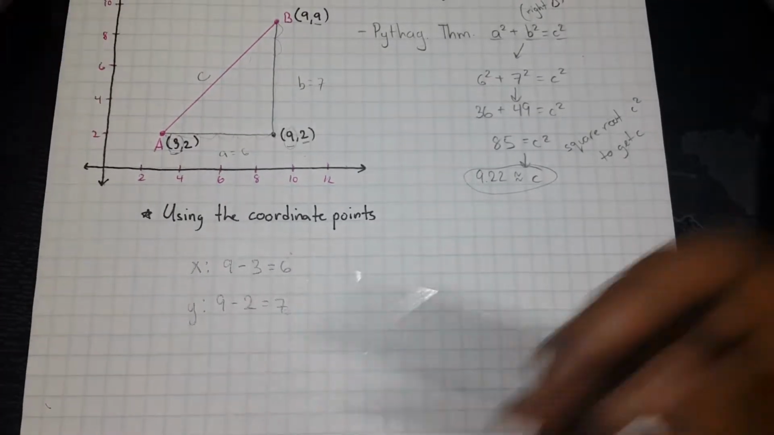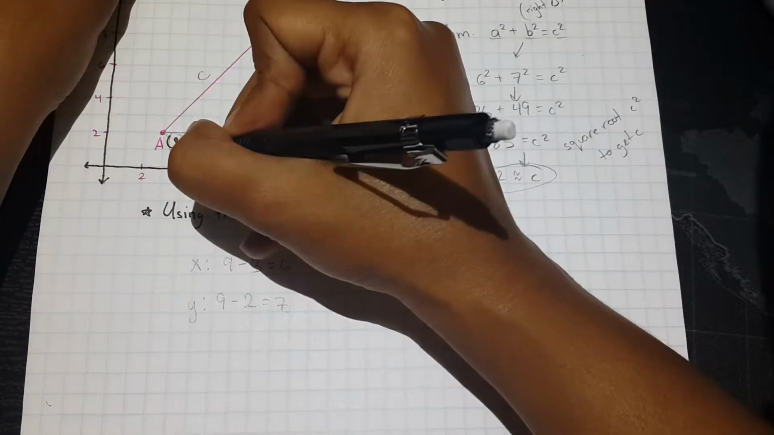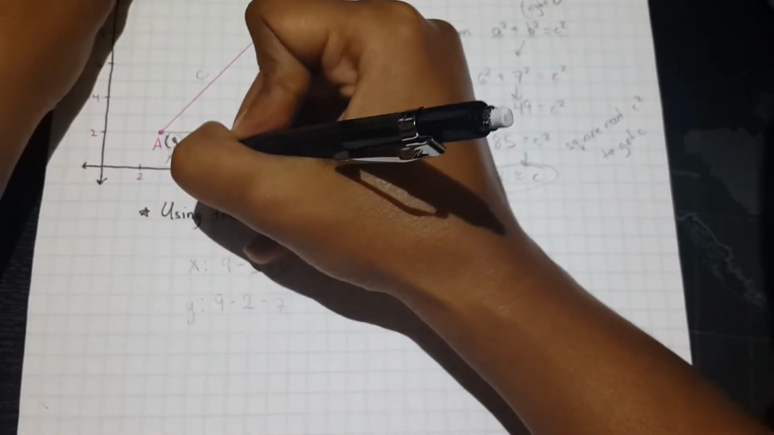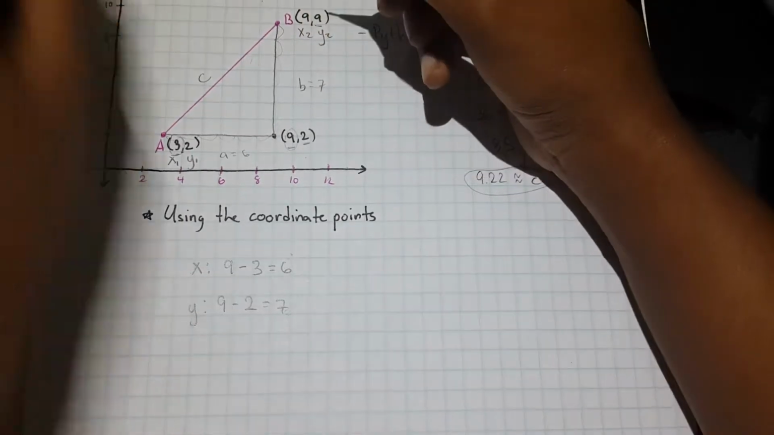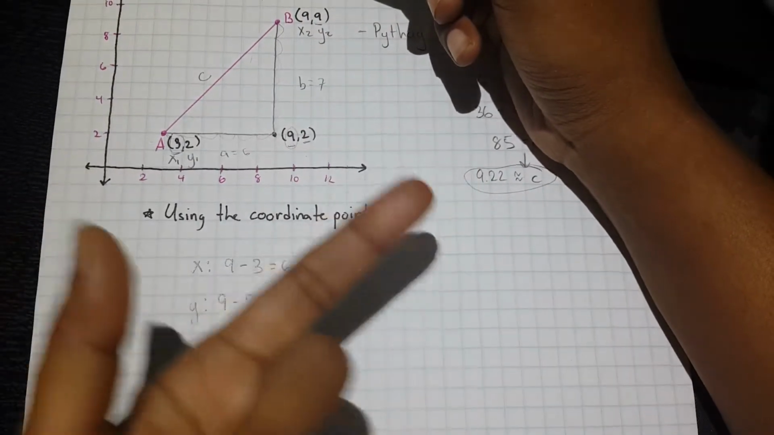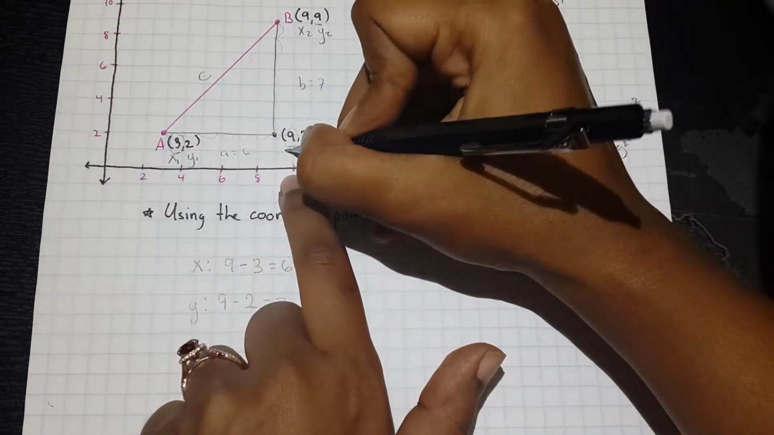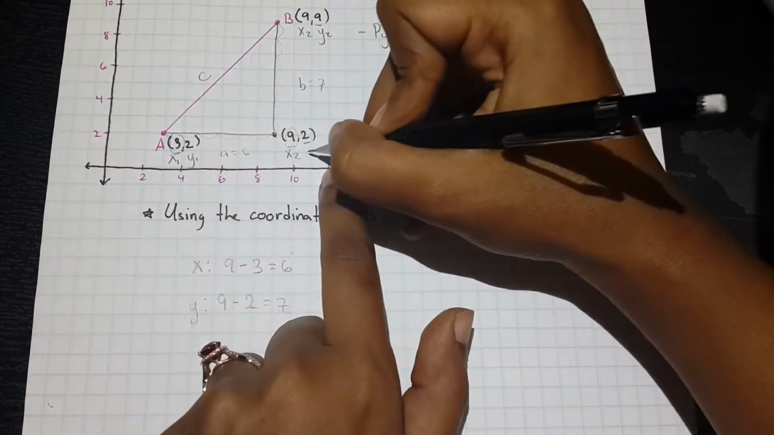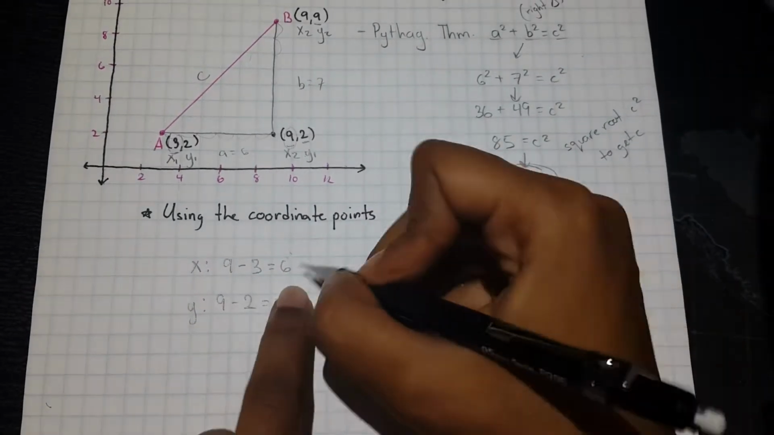Alright then, so let's generalize this even further. I'm going to label these coordinates x1, y1 here. This is going to be my x2, y2 here. Now this coordinate point that we created is a combination of these two points. This 9 came from x2, and this 2 came from y1. Now we see here that we were subtracting coordinate points.